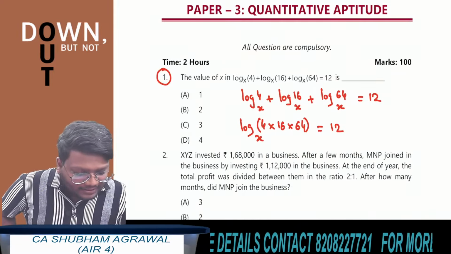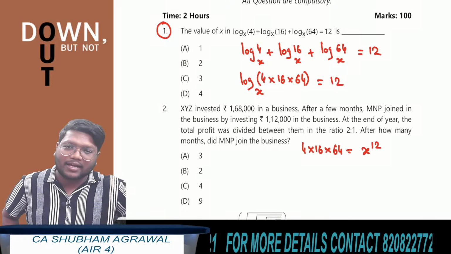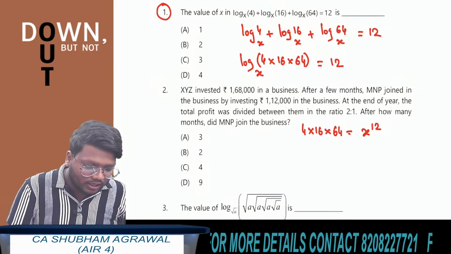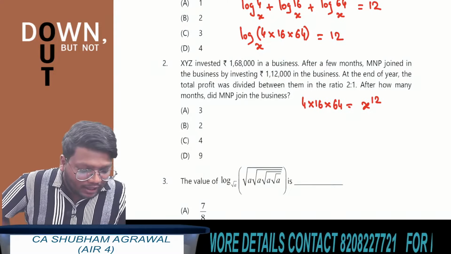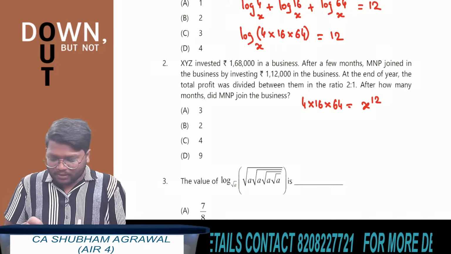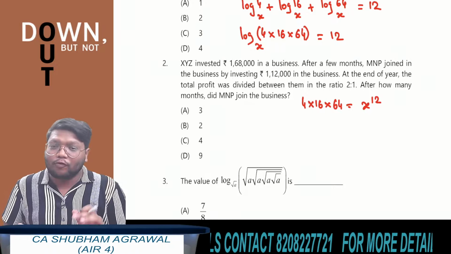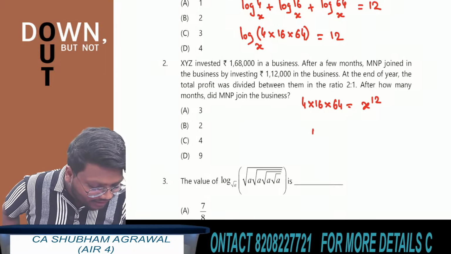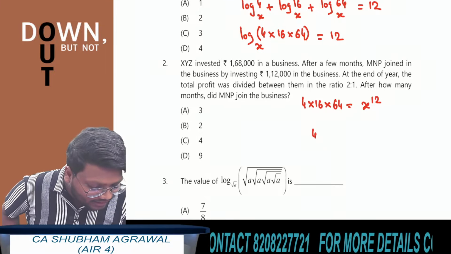Applying the same logic here, how do we write it in indices? We can write it this way: 4 multiplied by 16 multiplied by 64 is equal to x to the power 12. Now, if you want, you can do the multiplication of these three numbers. 4 multiplied by 16 multiplied by 64 is 4096. So 4096 is equal to x to the power 12.